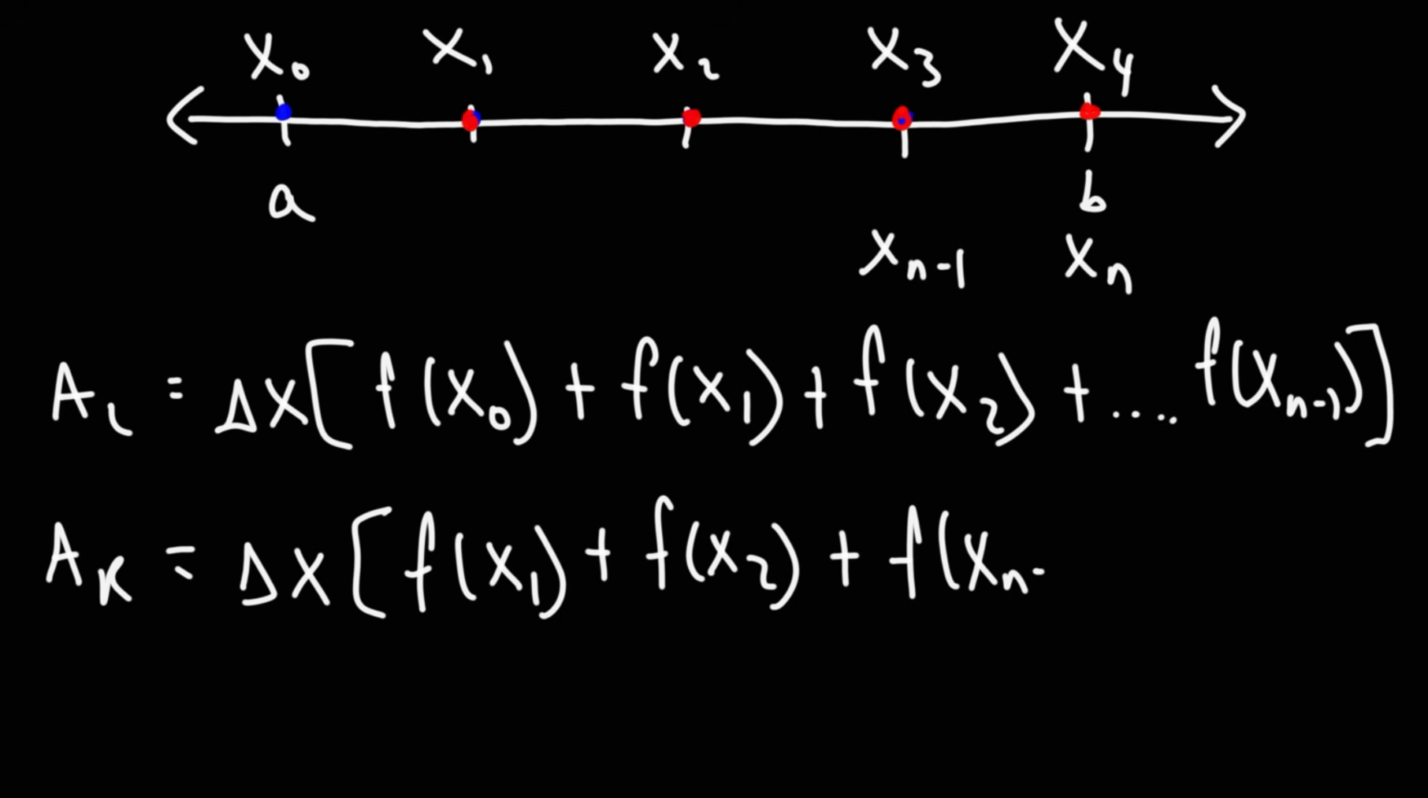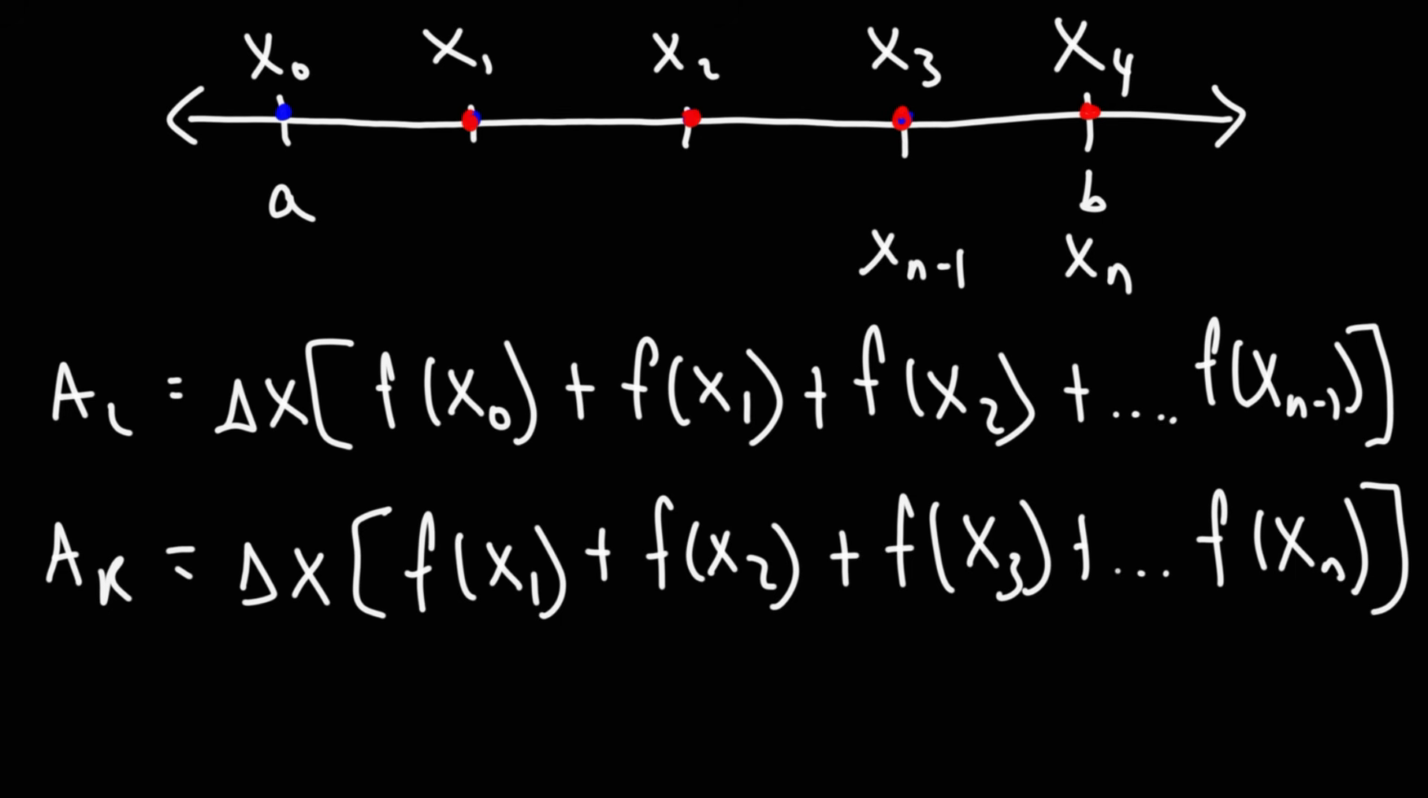Well, first I need to put dot dot dot to write a general equation. Actually, it's better to write it this way. f of x3, and then the last one will be f of xn. So we're starting with the second point, and we're going to stop at the last point.